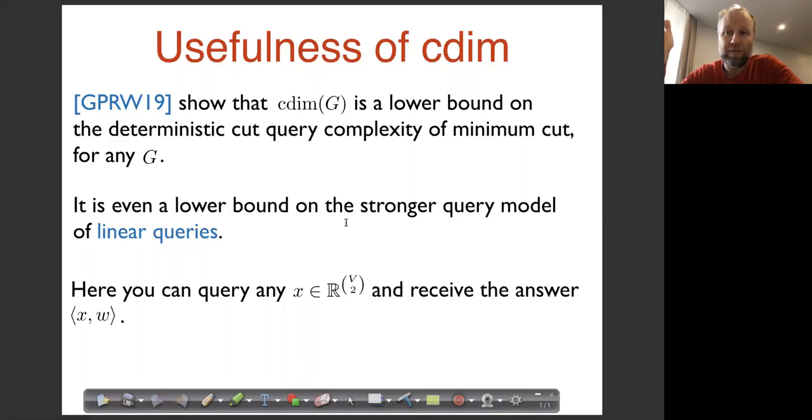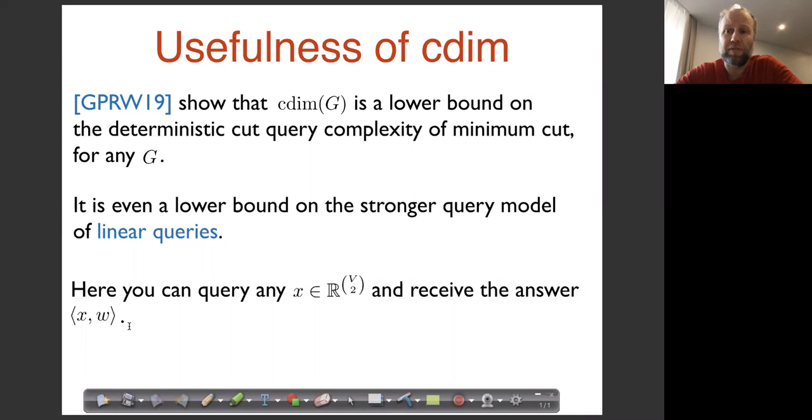Okay, so we actually observed that it's a lower bound in an even stronger model, what we call the linear query model. So here, instead of just asking the value of a cut, you can actually query any real vector in n choose 2 dimensions, and you receive the answer, the dot product of your query and the weight vector of the graph. So this can be a much stronger model than cut queries.